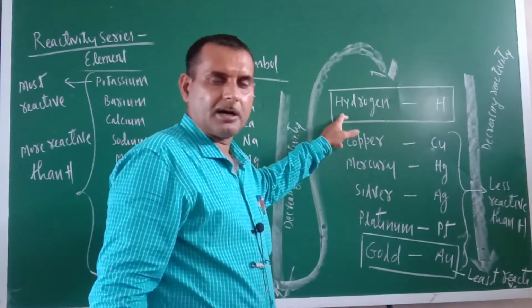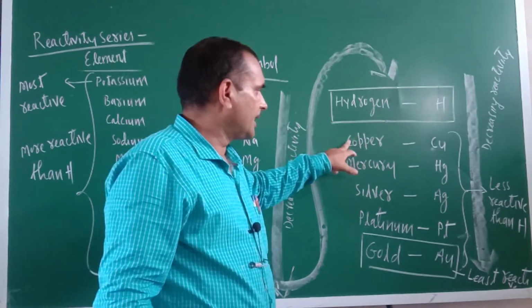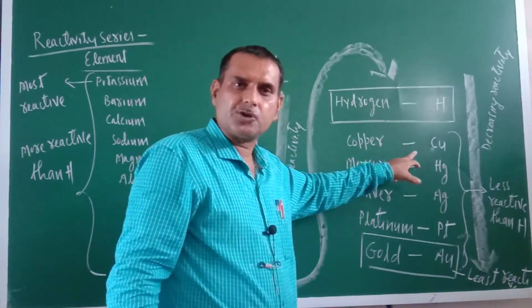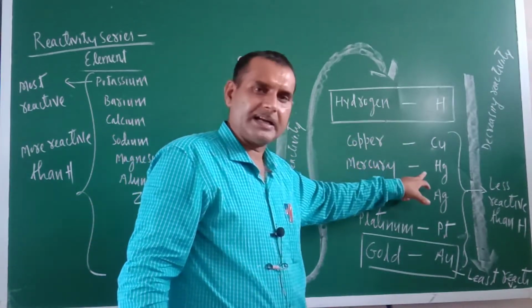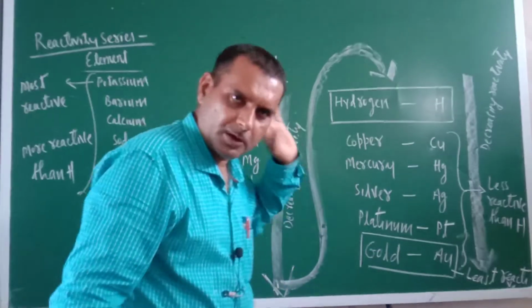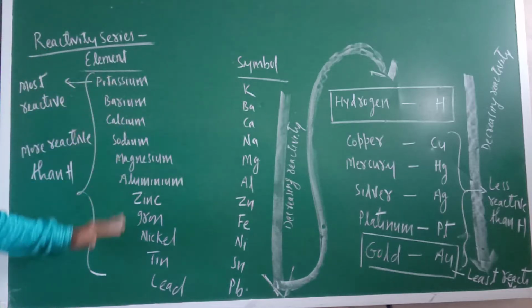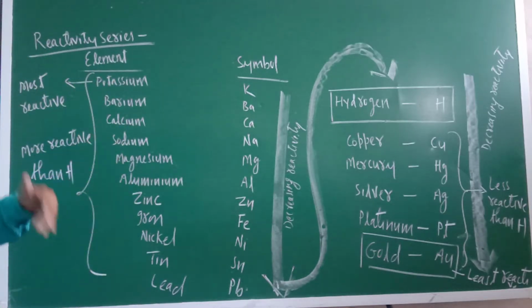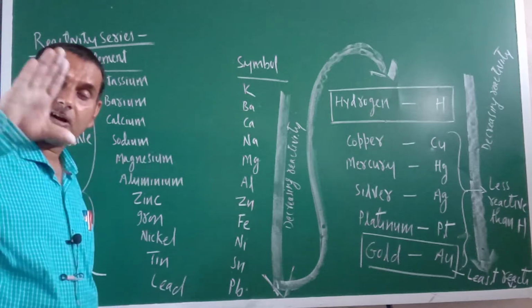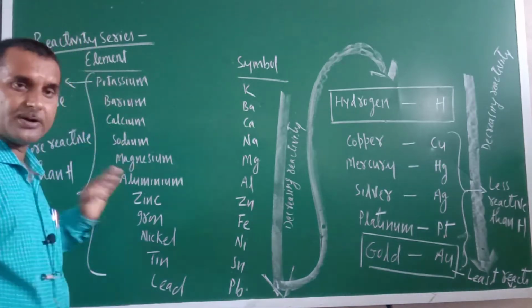Then hydrogen, of course hydrogen is not a metal, hydrogen is a non-metal. Then copper, its Latin name is cuprum, mercury, hydrogen, then silver and platinum, and at the end gold. So just see, this is the reactivity series, and metals are arranged according to decreasing order of their reactivity. Now try to understand here.